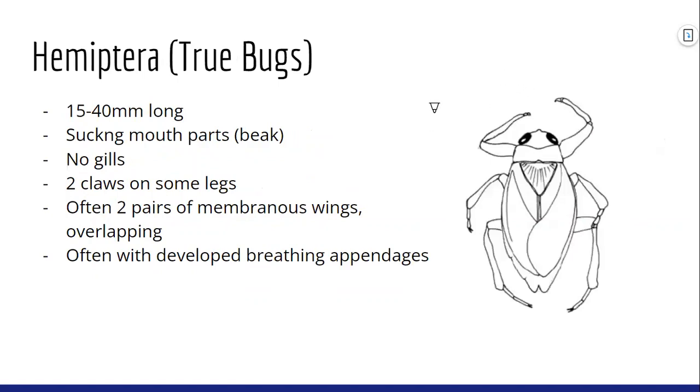Moving on, we have Hemiptera or true bugs. They are 15 to 40 millimeters long and have sucking mouth parts that are similar to a beak. So we'll use that to pierce their prey. They do not have gills. They actually breathe air, and they have 2 claws on some legs. They usually have 2 pairs of membranous wings that overlap, which you can see here. They're overlapping.